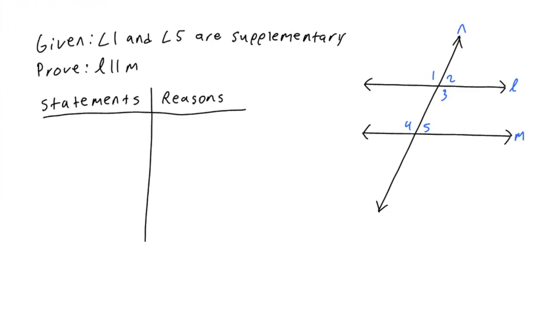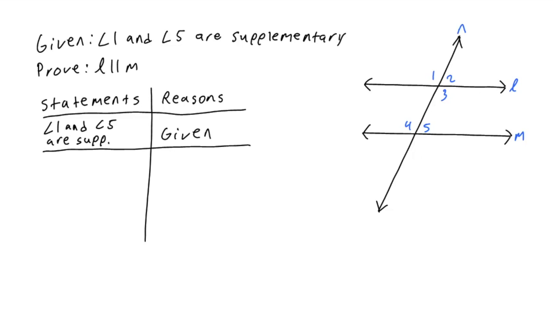Alright, now for our first example. So we are given that angle 1 and angle 5 are supplementary, and we want to prove that L is parallel to M. So first thing we start off with is our statement, our given. Angle 1 and angle 5 are supplementary, and feel free to abbreviate, it's perfectly fine. And the reason? Given. It was given to us. Alright, that's always the easy part, putting the given.